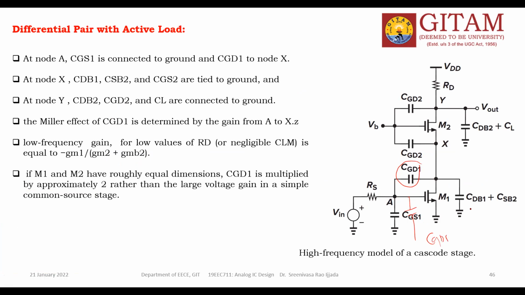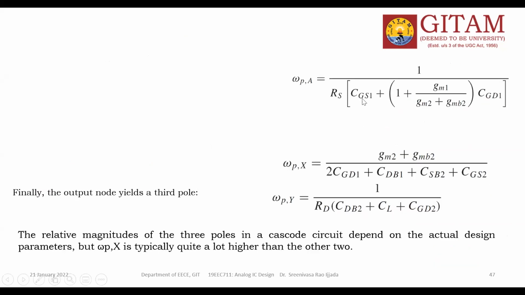CGD1 is multiplied with 1 by 1 minus gain. Gain is what I told you. This is the gain. So that is 1 plus GM1 by GM2 plus GMB2. If you do the analysis, then GS1 plus the CGD1 is multiplied with GM1 by GM2 plus GMB2. This is the gain.